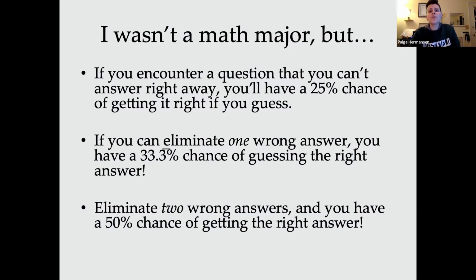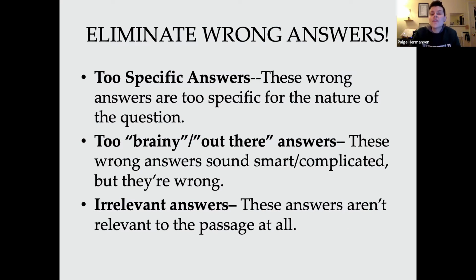So how do we eliminate wrong answer options? Well, there are a few what I call distractors. These are wrong answers, and I want to help you learn to identify them. One type of wrong answer is the too specific answer. So these are wrong answers that are too specific for the nature of the question, right? The passage will be about some big grand idea or some abstract concept, and it will ask you the main idea, and one of the answer options will be something really specific. Well, something really specific is not a main idea, so you can probably get rid of that, right?